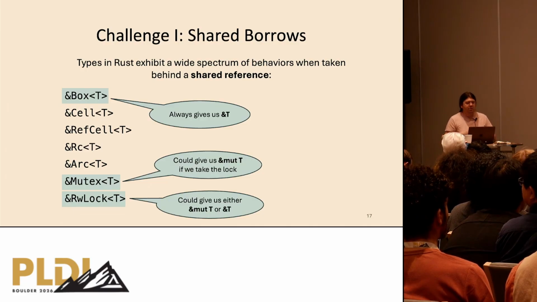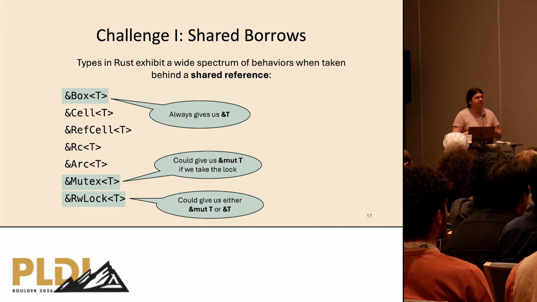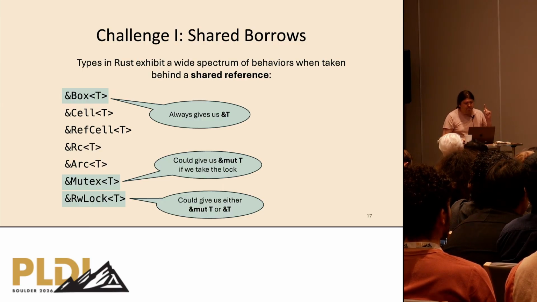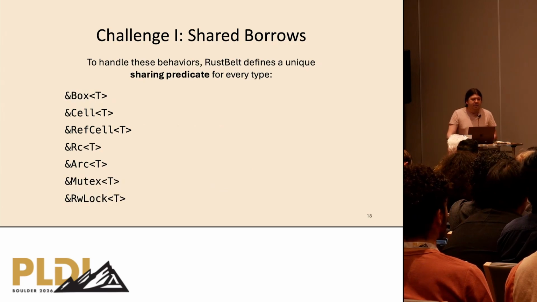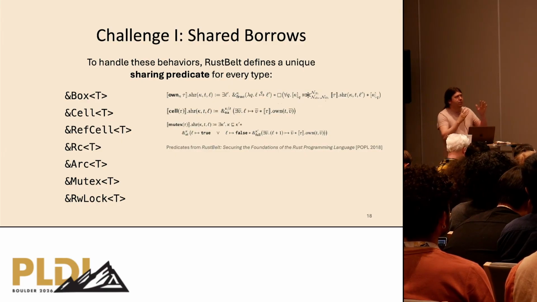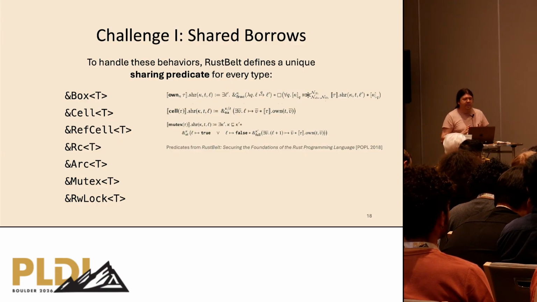And if you have a shared reference to an RW lock, you could get either one. And this is just a few of them. So to handle this, what VerusBelt does is it defines a unique sharing predicate for every type. And here are a few from the VerusBelt paper. You don't have to read these in detail. I'll give you the high-level points, which are these.